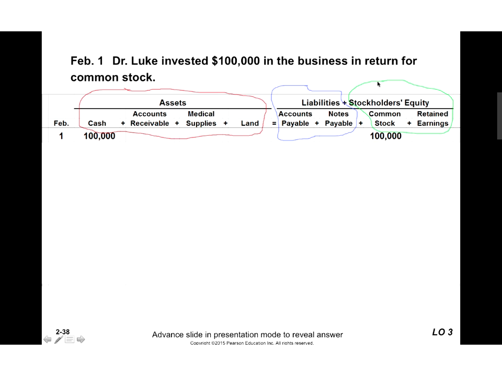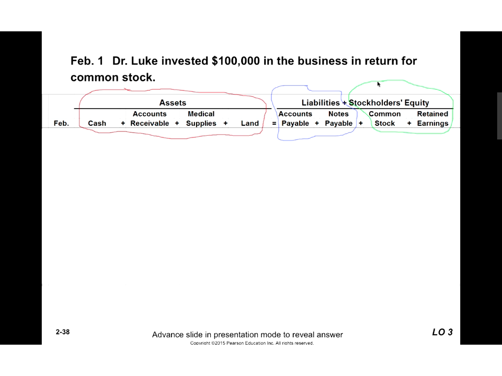So these columns are going to stay. The first transaction is Dr. Luke invested $100,000 in the business in return for common stock. So at the top of the screen, it tells us the event that happened.